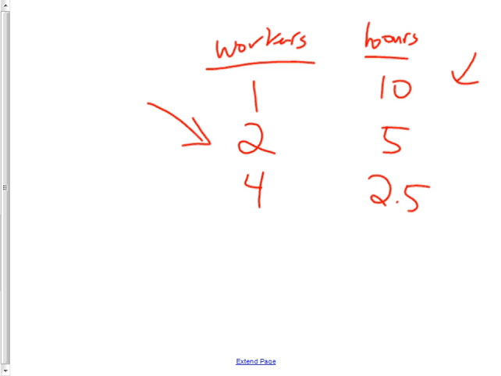Because remember, there's a question where you're going to have to use a calculator. Think of it this way. 4 people working for 2.5 hours is a lot like 1 person working for 10 hours, isn't it? Isn't it in the same kind of ratio?